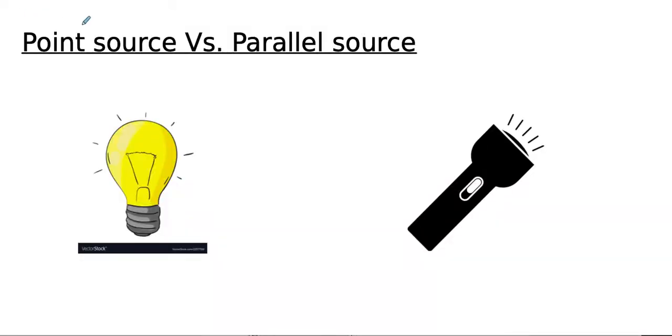So, the first thing we need to talk about is a point source versus a parallel source. So over here we have our point source, and over here we have our parallel source. A point source is a source that gives off light in all directions. You can think of a regular light bulb.